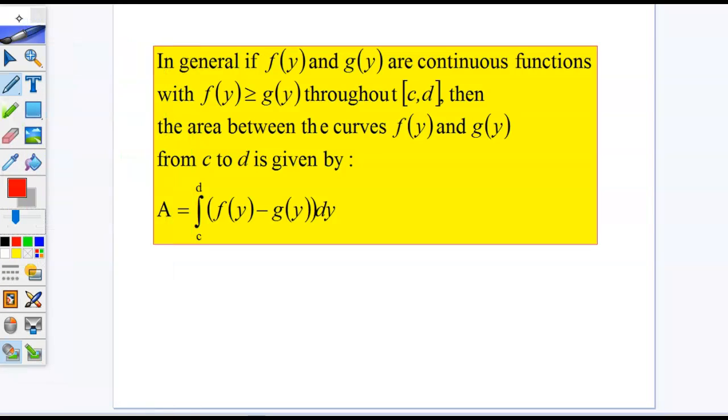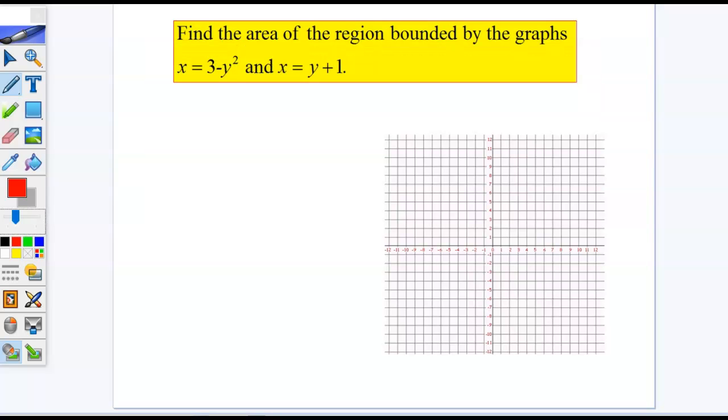So in general, if f of y and g of y are continuous functions, with f of y being bigger than g of y, meaning it's to the right of g of y, then the area between the two curves is basically the right curve minus the left curve, from the y coordinates of the intersection points.